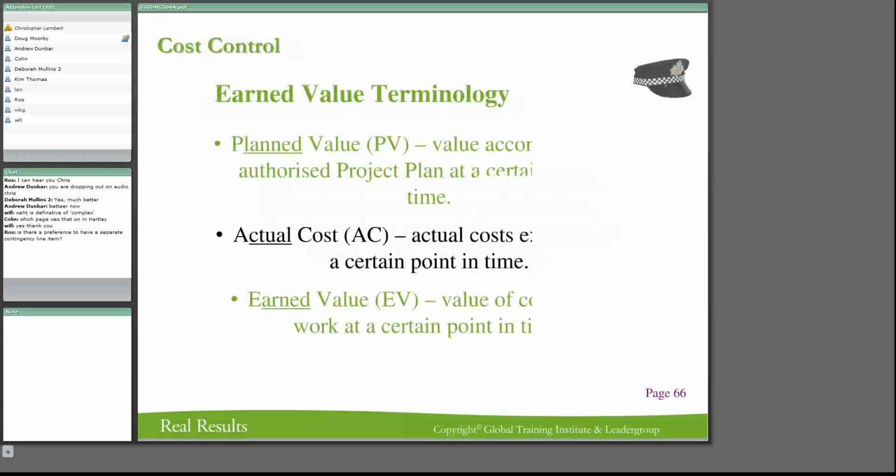Right, let's look at another one here. We said earned value terminology. Planned value is often shortened to PV. It is the value according to the authorized project plan, the one that your sponsor signed off, and that is your planned value. Your actual cost is the actual cost you've expended at a certain point in time. And the earned value is the value of completed work at that certain point in time.